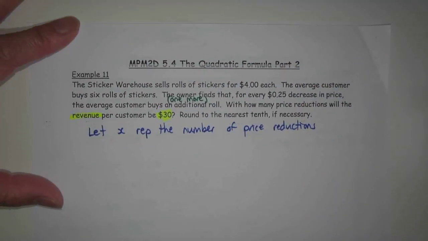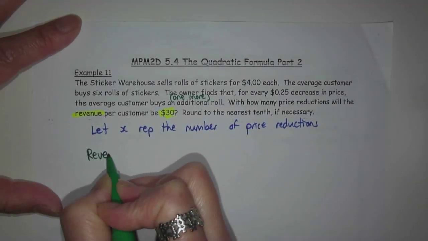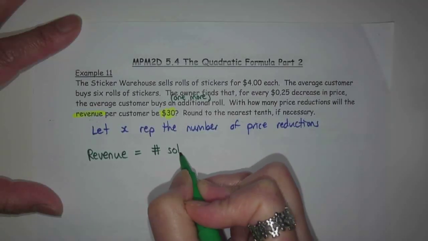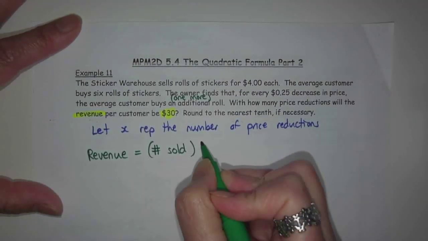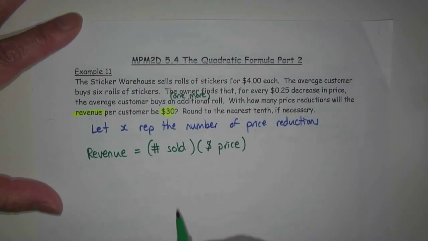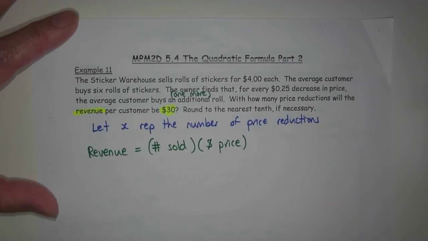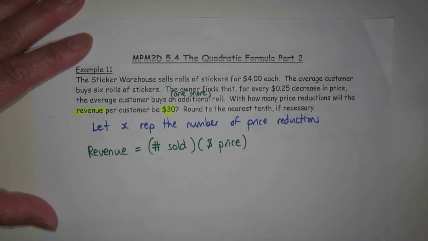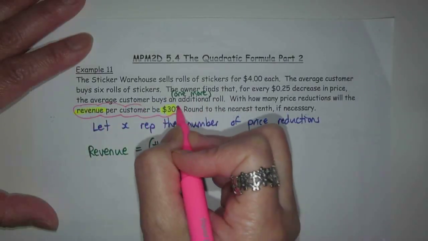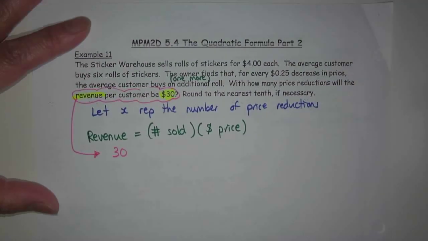Then we're going to do revenue. So revenue, I like to write this down, revenue will equal the number sold times the price. How much are you selling it for? So if I sell 10 of them for $2, 10 times 2 is $20. They gave you the revenue is 30. So this part here is given. So that's your 30 right here. So that'll go here in your 30.